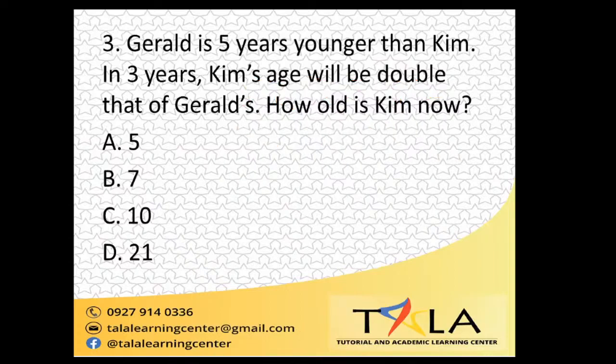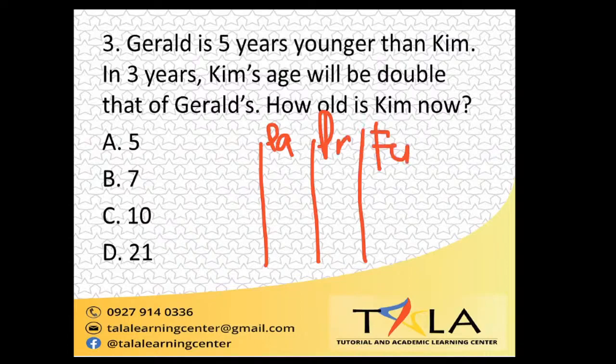Okay, next. Gerald is 5 years younger than Kim. In 3 years, Kim's age will be double that of Gerald's. How old is Kim? Minsan, teacher, ano ba gagawin ko? Di ba, minsan may mga table-table yan, past, present, future. Okay lang naman sa'yo kung meron kang ganyang technique. Pero minsan kasi, mas maganda na itry mo na lang i-substitute ang mga bagay-bagay, lalo na kung multiple choice question naman siya. So, let's try Gerald and Kim.